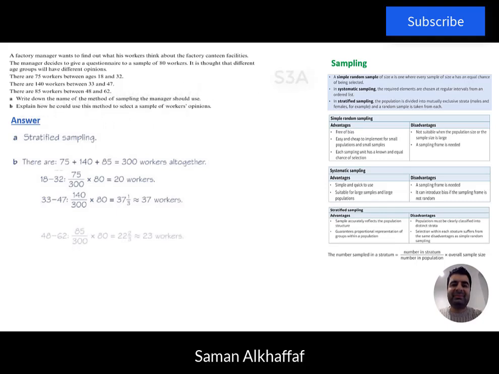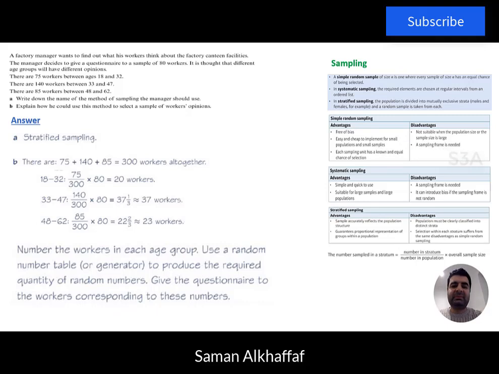And then we would look at the range of 48 to 62. So we have 85 workers, and from the total, which is 300, and multiplied by the sample required, which is 80, that would give us approximately 23 workers. Now, in this scenario, for the number of workers in each age group, use a random number table or generator to produce the required quantity of random numbers. Then give the questionnaire to the workers corresponding to these numbers. So that'll be the recommended approach to take for this question, and this will be our answer.